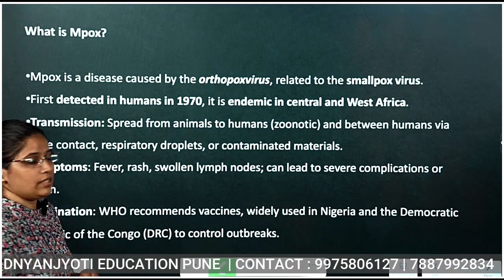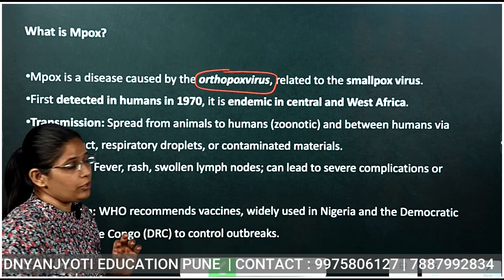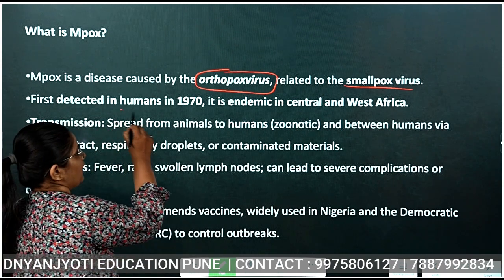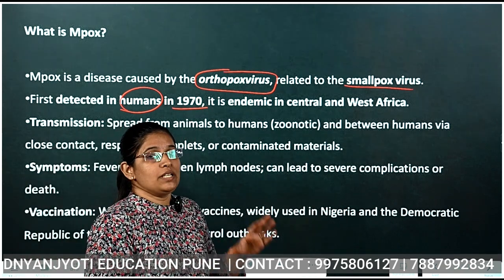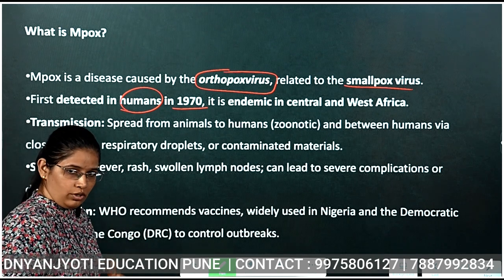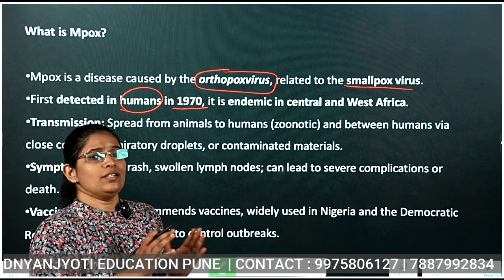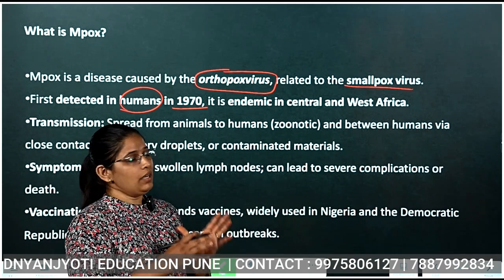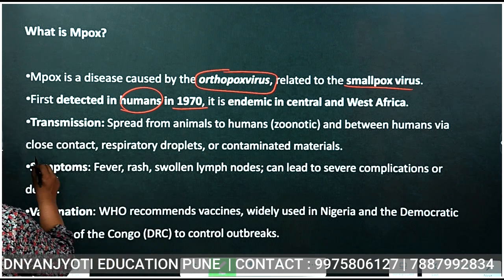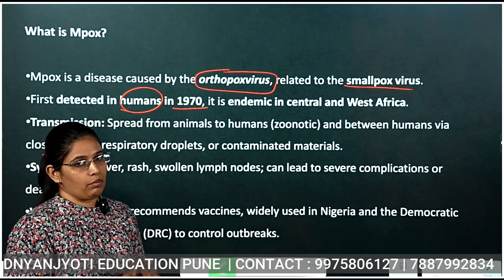Mpox is a kind of disease which is caused by orthopox viruses, viruses related to the family of the smallpox virus. Now, Mpox was first detected in humans around 1970, and at that time this disease was considered endemic to Central and West Asia. Now, when we come to the transmission of this disease, it is a zoonotic disease, which means a disease that can be transferred from animals to human beings. At the same time, this disease can also be transferred between humans via close contact, respiratory droplets, or even contaminated material.